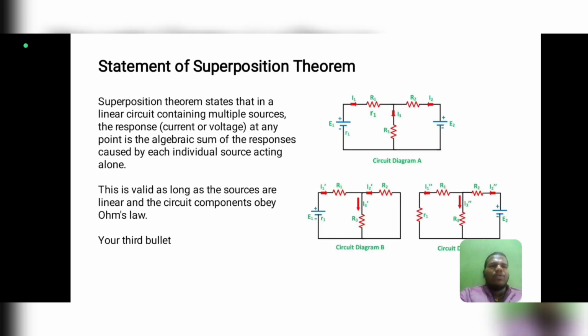Statement of superposition theorem. Superposition theorem states that in a linear circuit containing multiple sources, the response at any point is the algebraic sum of the responses caused by each individual source acting alone. This is valid as long as the sources are linear and the circuit components obey Ohm's law.